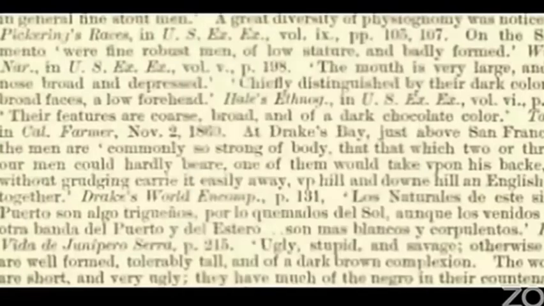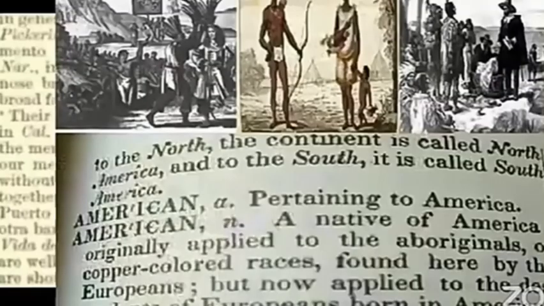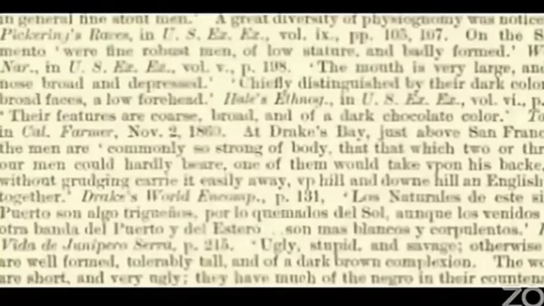Haley, Ethnologies, volume 6, page 222, says their features are coarse, broad and of a dark chocolate color. Dark chocolate color. How more specific can that be? Taylor in California Farmer says November 2nd, 1860. Ugly, stupid, and savage. Otherwise, they are well formed, tolerably tall, and of a dark brown complexion.